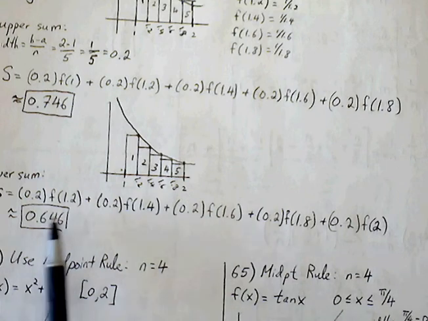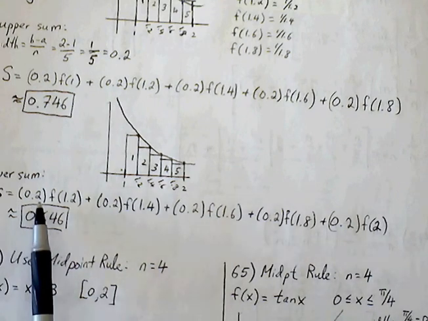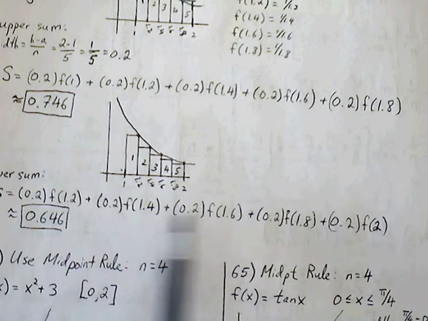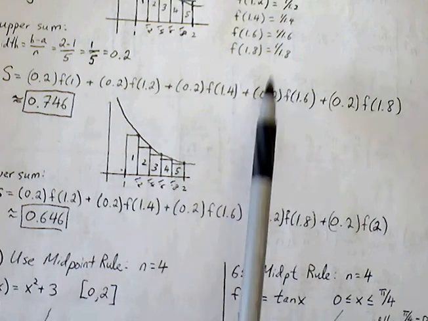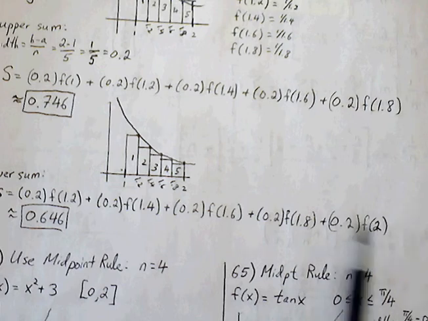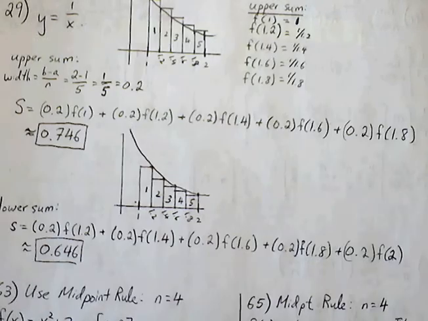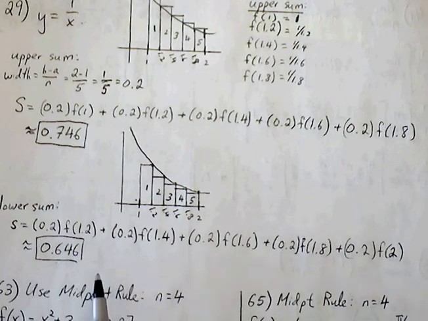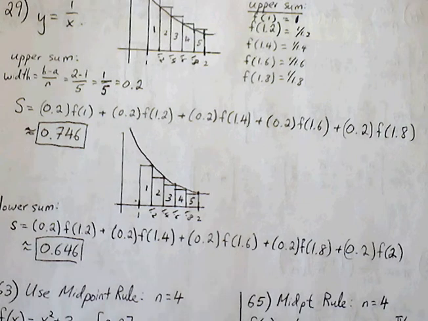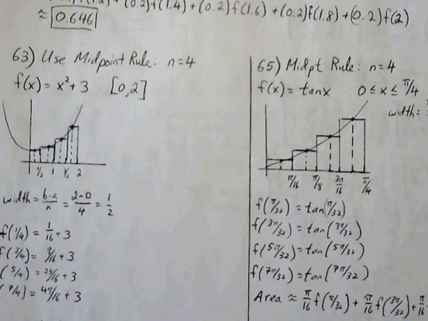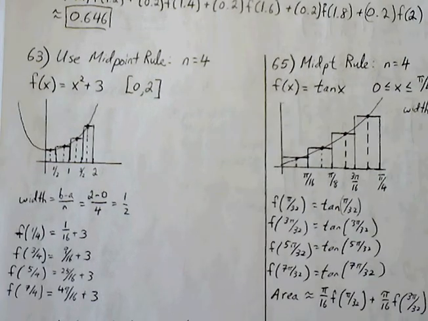Okay, so my lower sum will simply be, now all these values I found from before except for f of 2, but f of 2 simply will be 1 over 2, which is 1/2, and my lower sum will be 0.646. Right, 63.